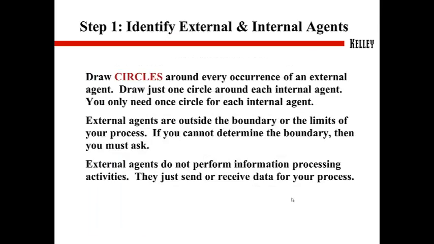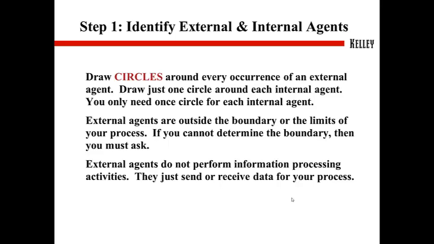So let's try this with Bloomington Boutique. First of all, we're going to draw a circle around every occurrence of an external agent. So far, this is exactly what we did in creating a data flow diagram. But I've added another part of this. I also want you to draw a circle around each internal agent now, and you only need to do this once.